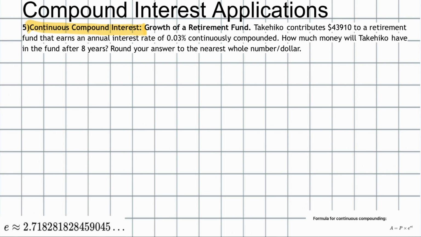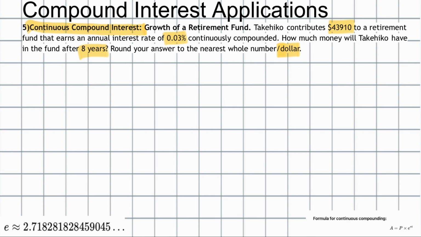In this case, we are solving for continuous compound interest specifically. And the word problem reads as follows. Taki Hako contributes $43,910 to a retirement fund that earns an annual interest of 0.03%, continuously compounded. How much money will Takihaku have in the fund after 8 years? Round your answer to the nearest whole number or to the nearest dollars.